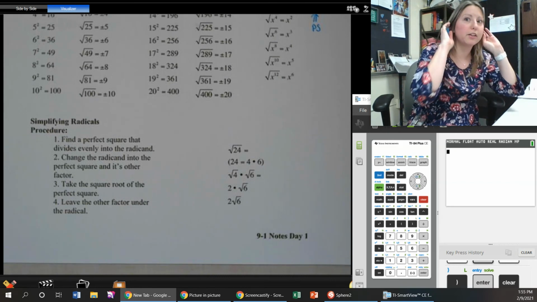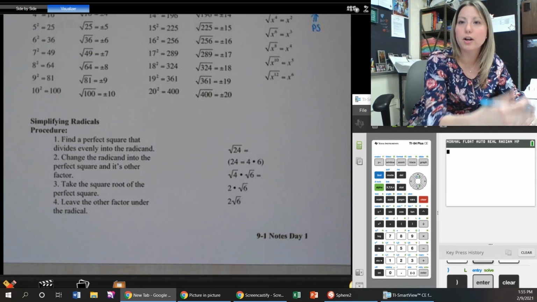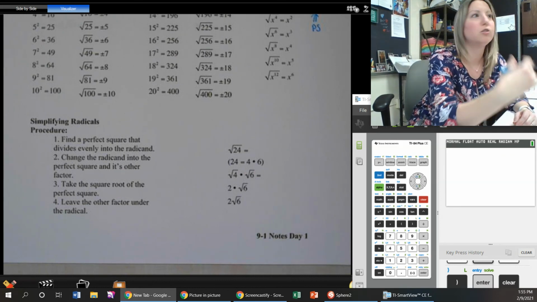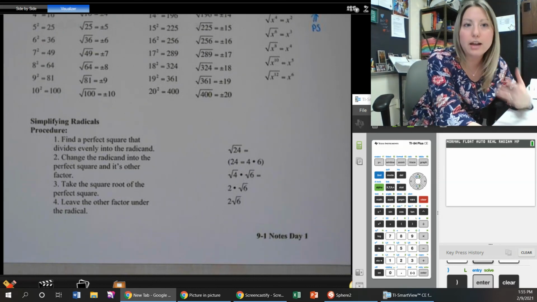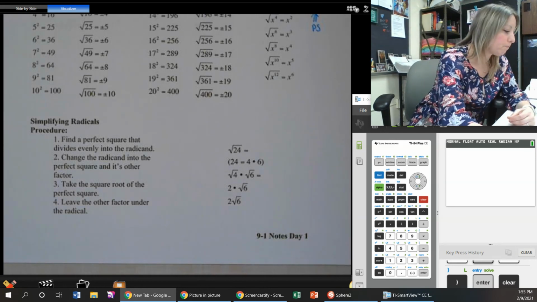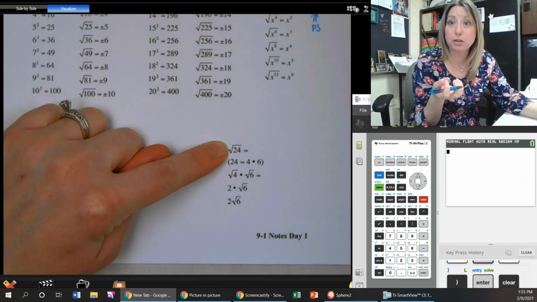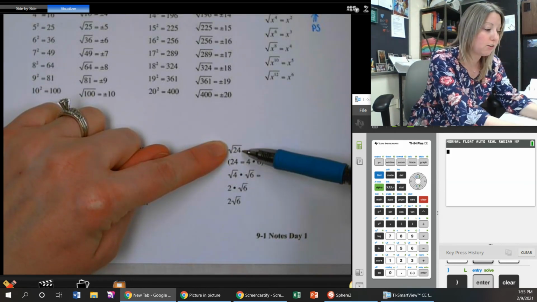This doesn't go anywhere either. A lot of the stuff we do, everything we do, doesn't go anywhere. It keeps being used in geometry and algebra 2 and any other math that you are taking from this point forward.